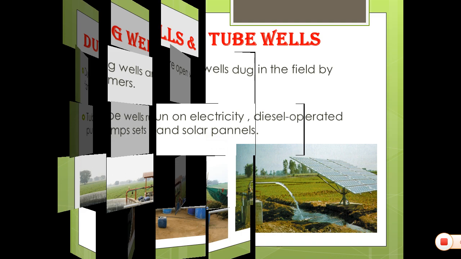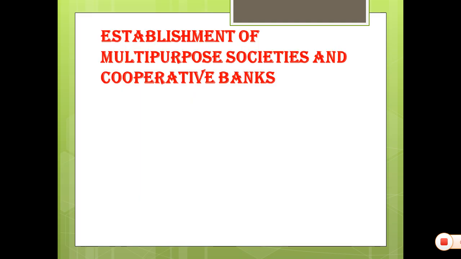Establishment of multipurpose societies and cooperative banks. We have seen the government has developed the best quality seeds, fertilizers, and pesticides. Also, there are various means of irrigation, but the farmer requires more money for buying the seeds and also to buy the irrigation equipment like drip irrigation. We require pipes, we require motor pumps. For all these things, the farmer requires money.